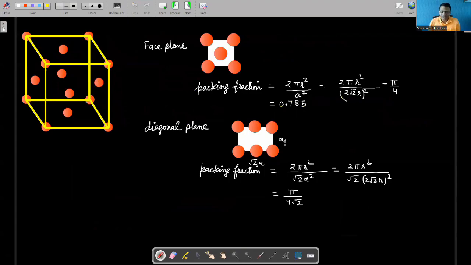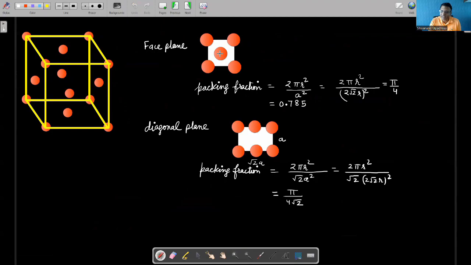Now in this FCC metallic crystal, there are three types of planes. This question was asked in JEE Advanced, so I'm discussing it because this is very common now. The first plane is the face plane. There are 6 faces in the cube. If you see here, there are atoms at the corners and face center. So this is the face plane.